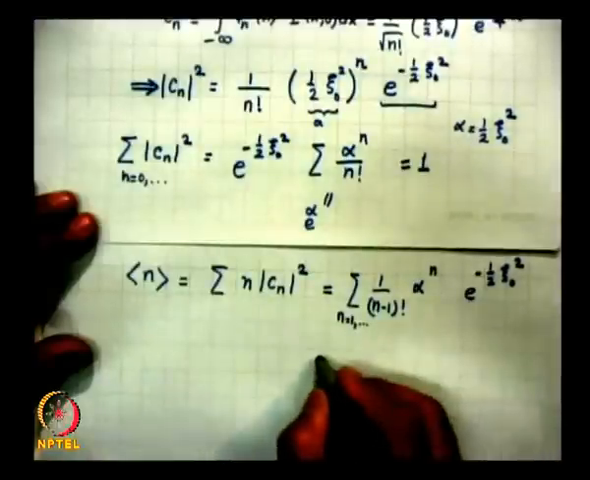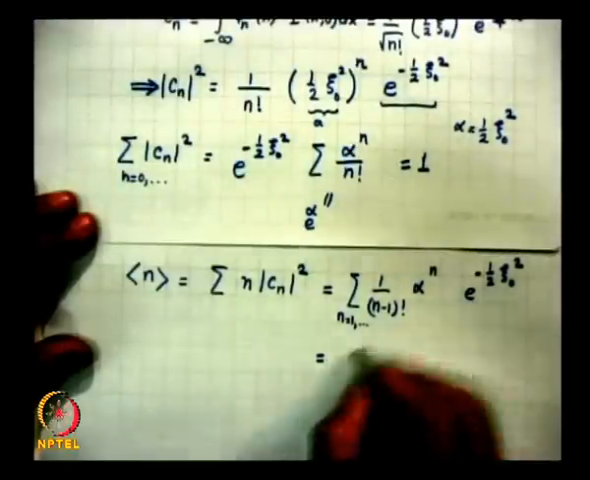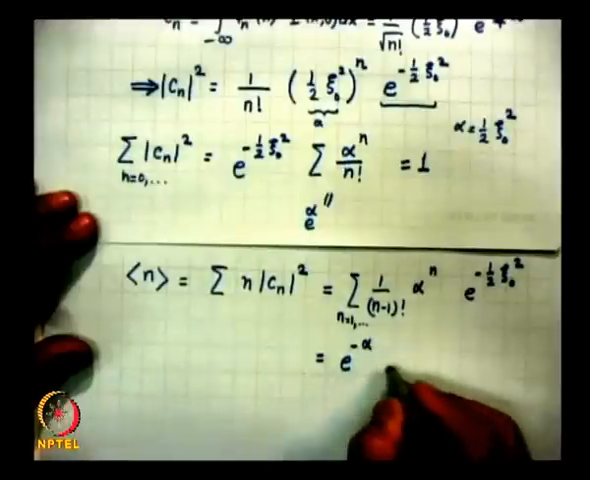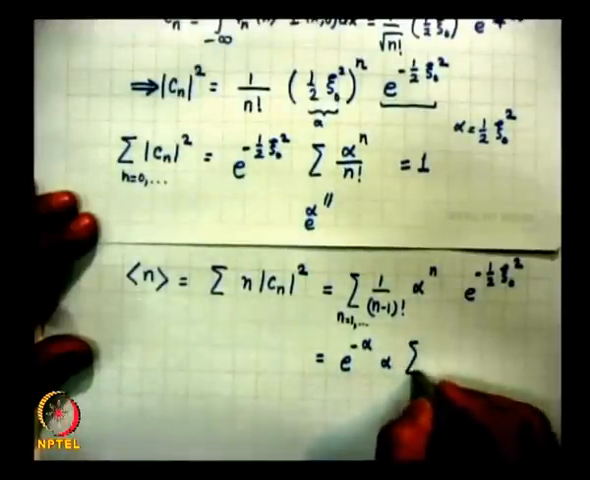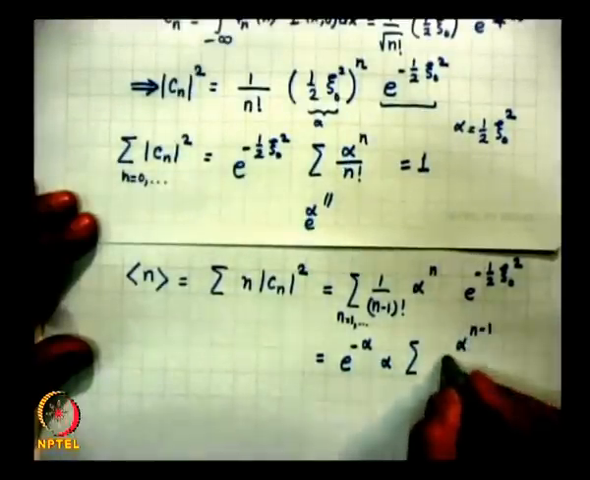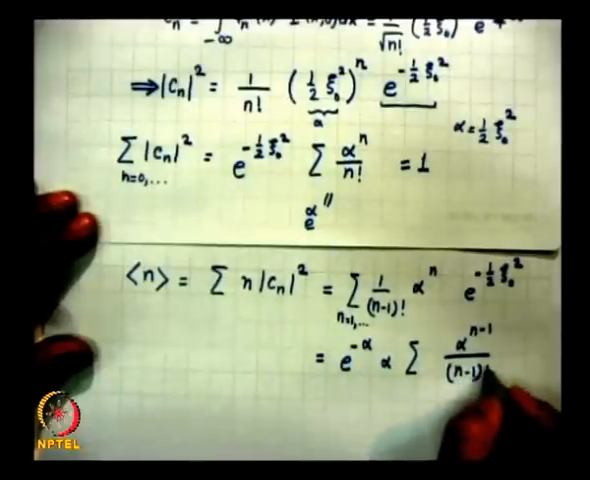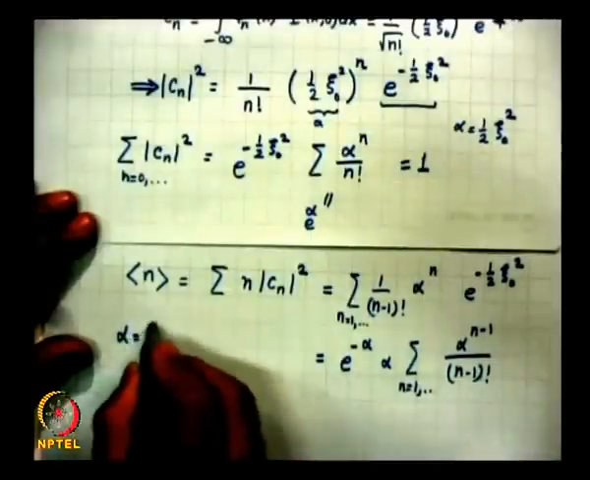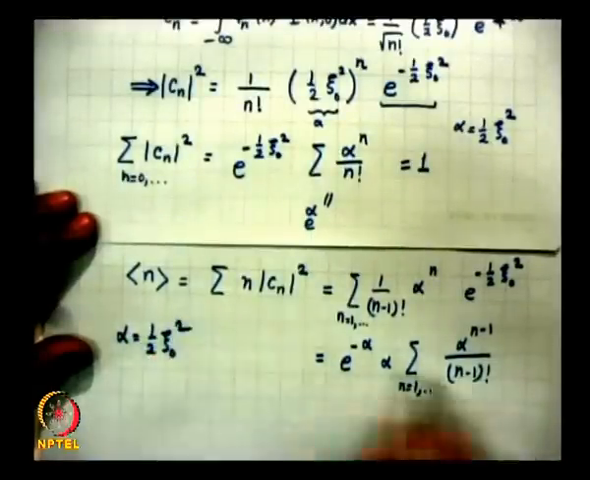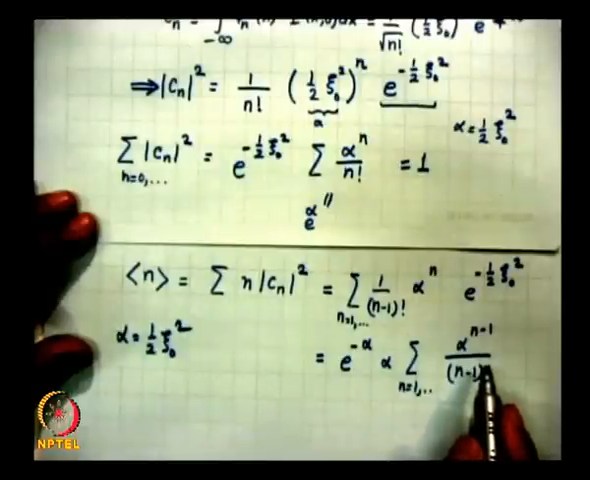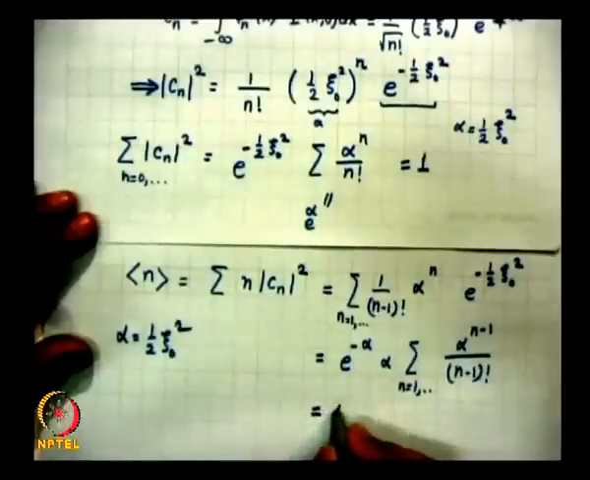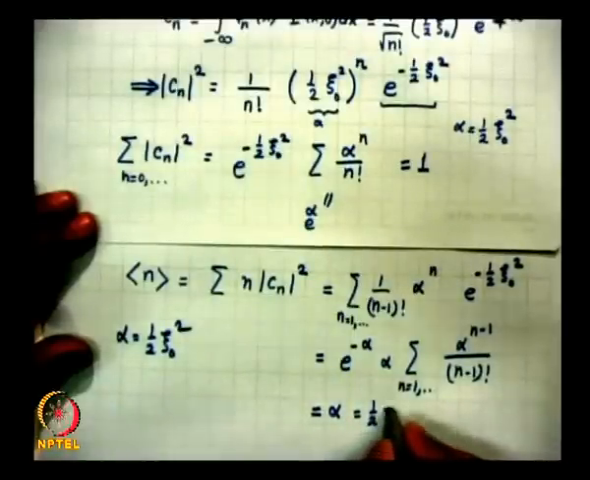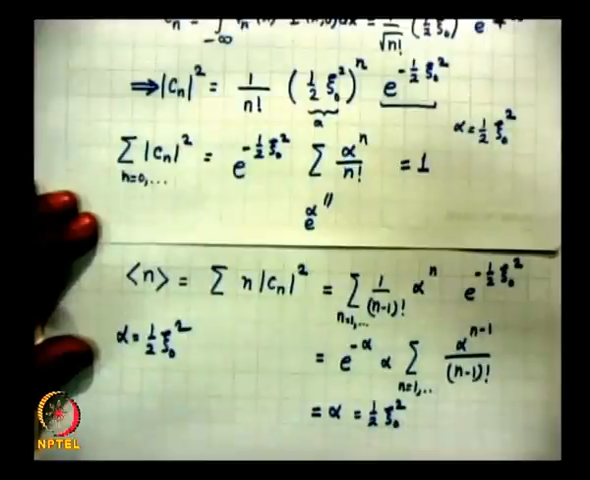So, I take alpha outside, e to the power of minus alpha outside, and so this will be alpha to the power of n minus 1 by n minus 1 factorial, where n is equal to 1, 2, 3, and alpha is equal to half xi naught square. This is e to the power of alpha. Therefore, this will come out to be alpha, which is equal to half xi naught square. This is the average value of n that you will get.